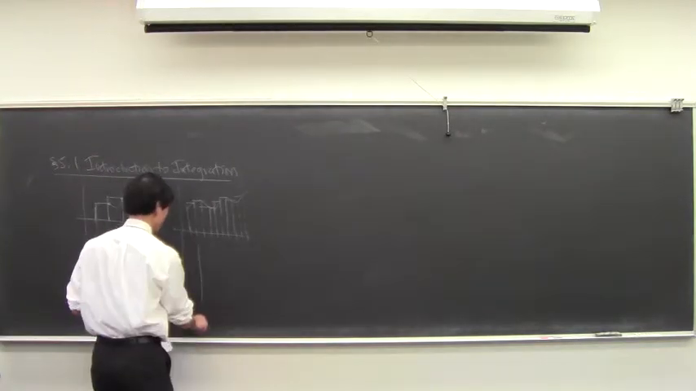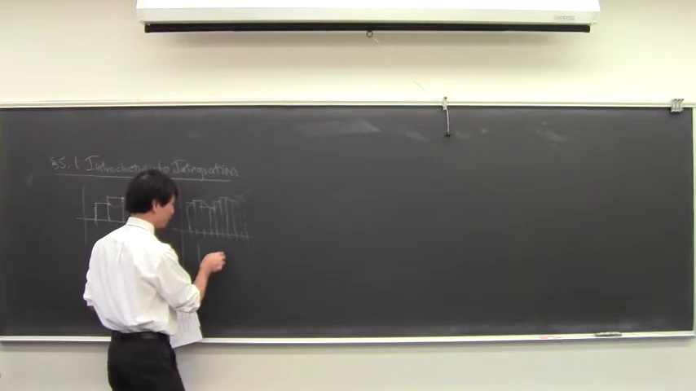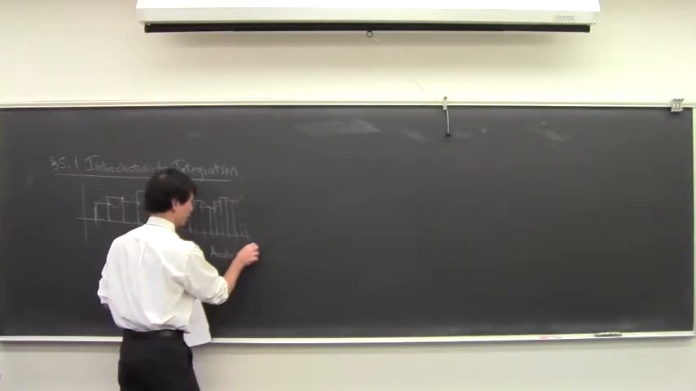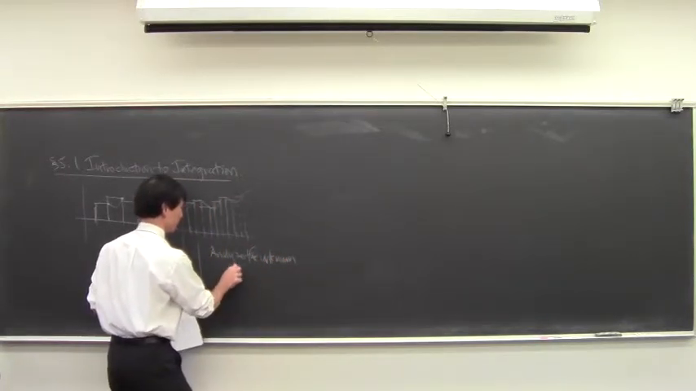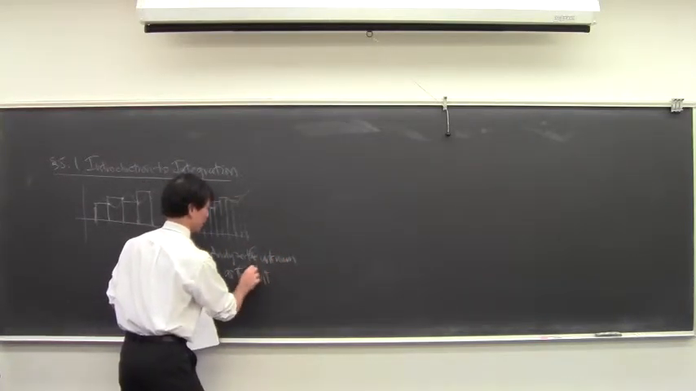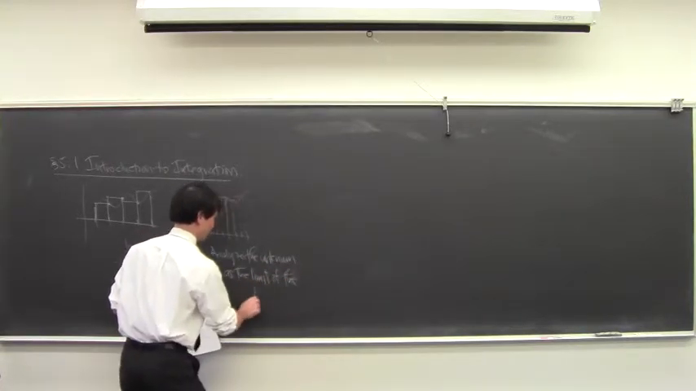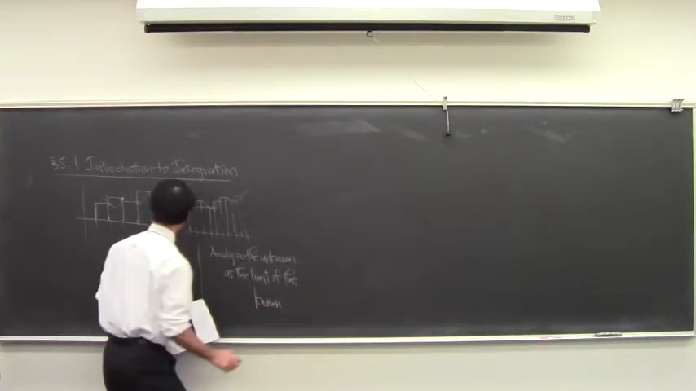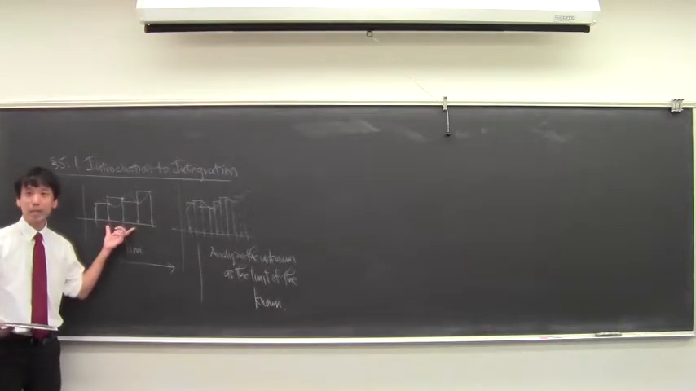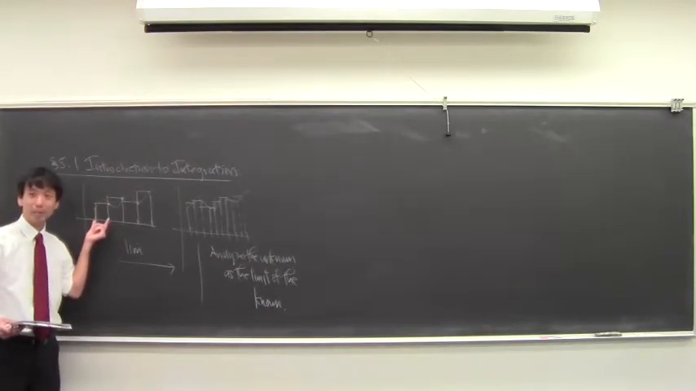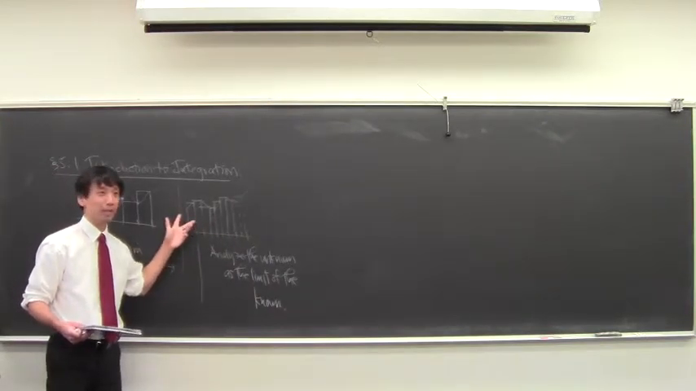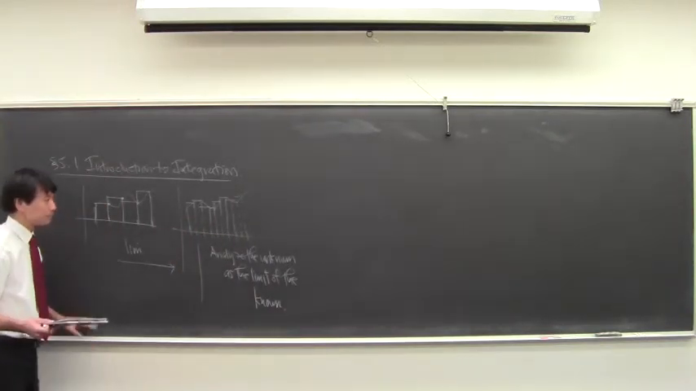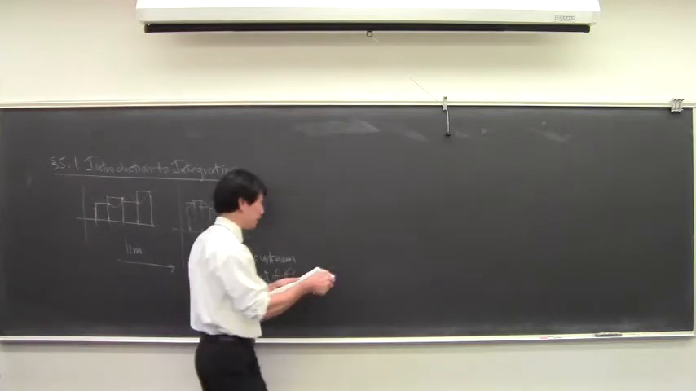So I said this on Wednesday. The motto of calculus is to analyze the unknown as the limit of the known. You take a very simple idea, the area of a rectangle, and you combine it with the idea of limit. And that allows you to do things that you were unable to do before. Okay, so that's roughly the idea.